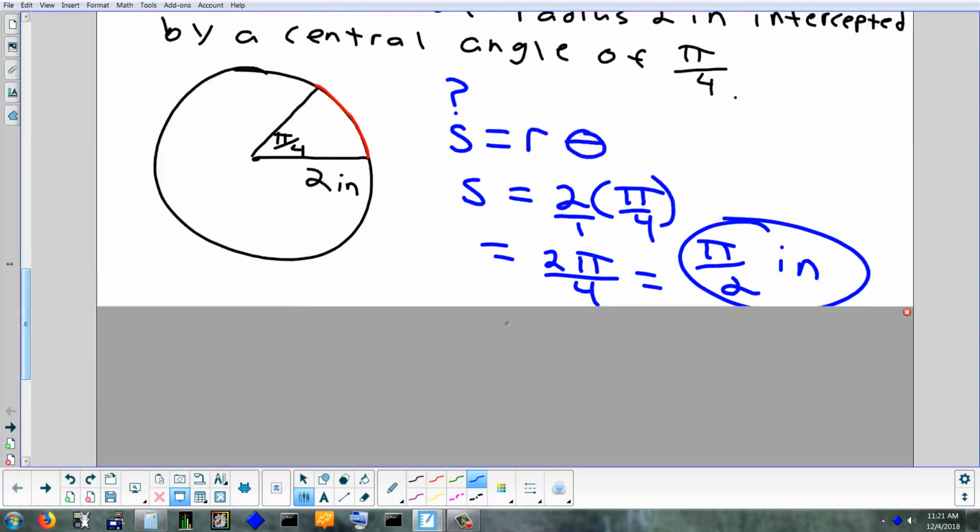Questions on that one? No reason to write it as a decimal unless they ask you to. If they don't, I would leave it just like pi over 2.